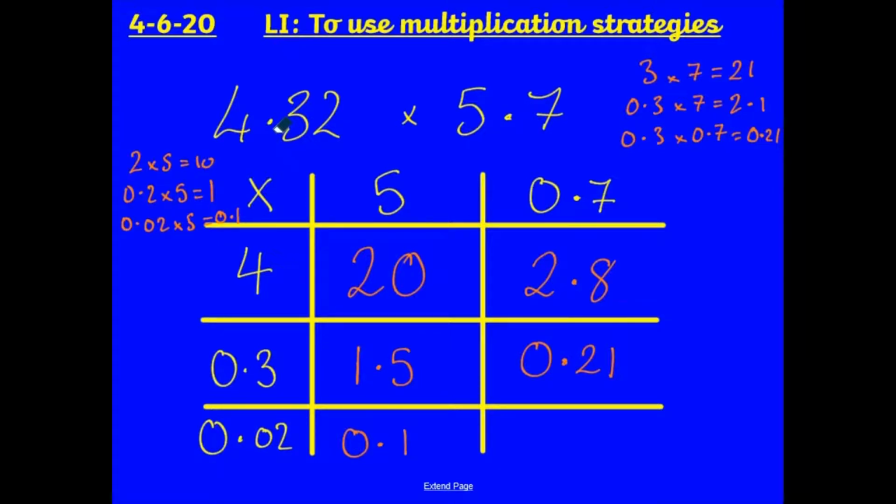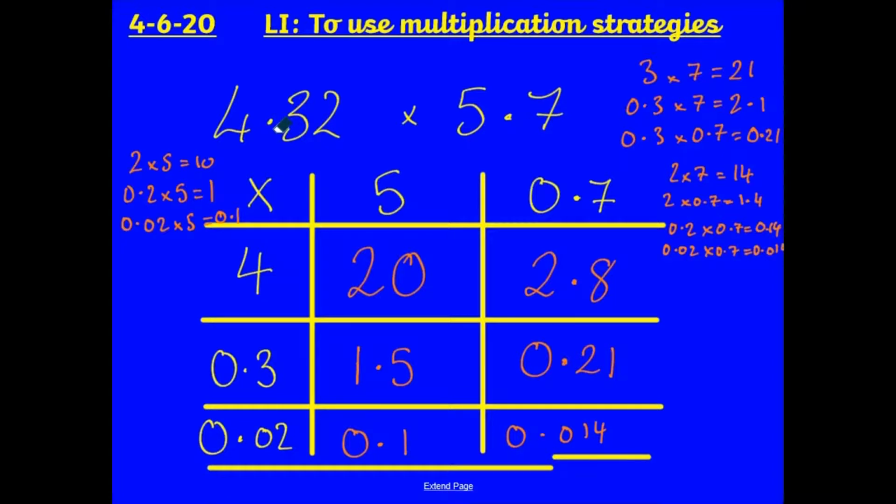You could use the same methodology behind your working using those number facts. 2 times 7 is equal to 14. So 2 times 0.7 is equal to 1.4. 0.2 times 0.7 is equal to 0.14. But I've still got to go further. 0.02 times 0.7 is going to equal 0.014. So there we go, 0.014.